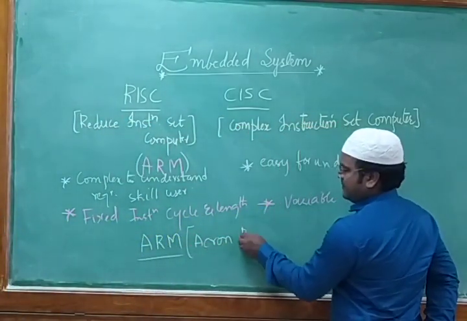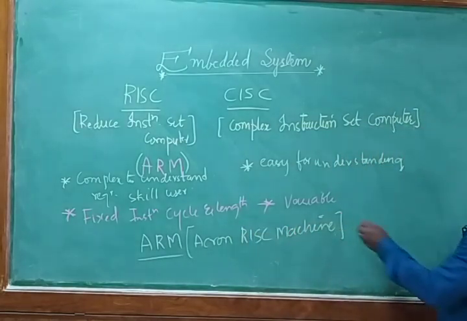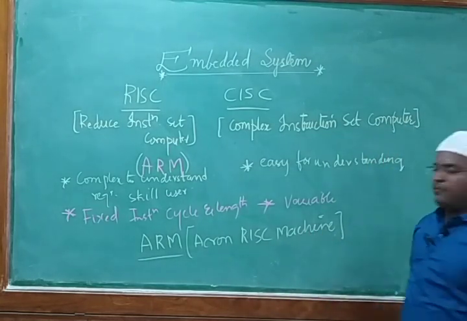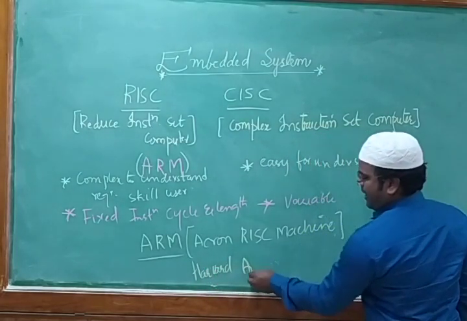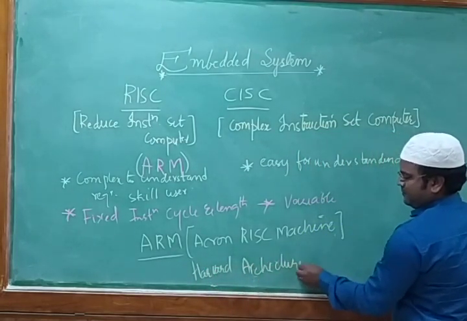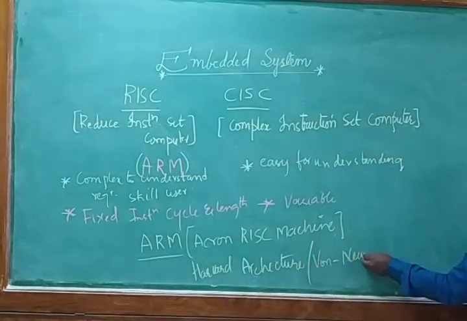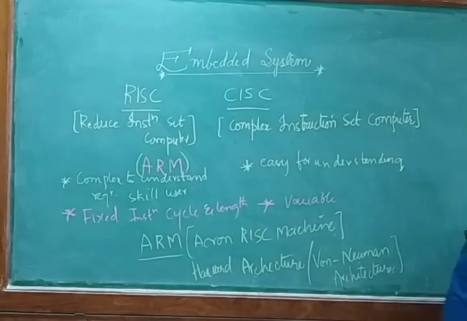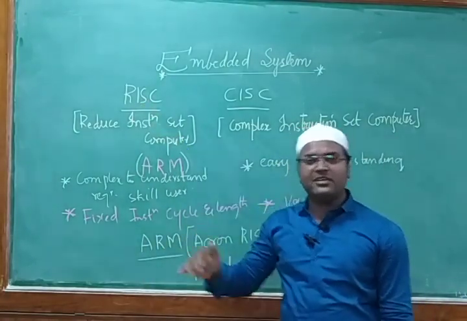Acorn RISC machine, right? What is this Acorn RISC machine all about? This is nothing but a type of Harvard architecture, or there is one more term we call von Neumann architecture. So whatever ARM processors we are using, those are considered to be RISC kind of instructions.